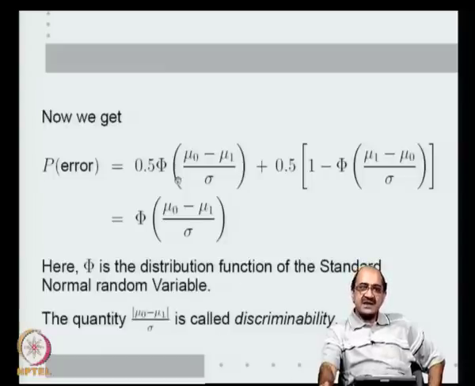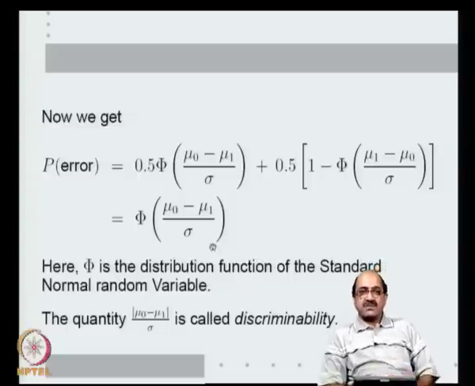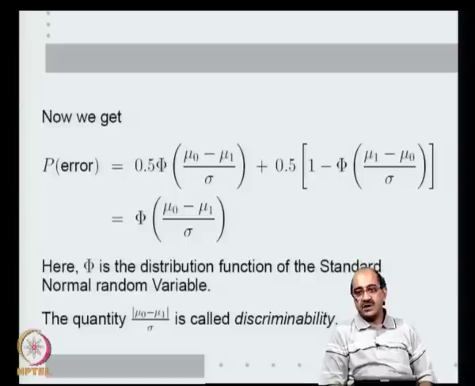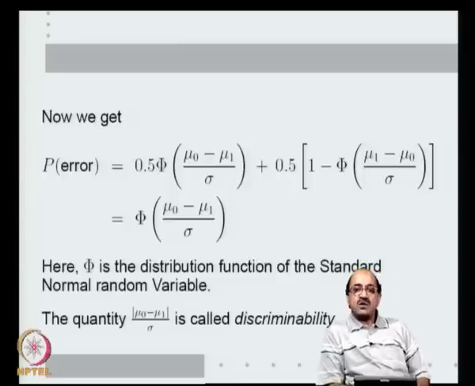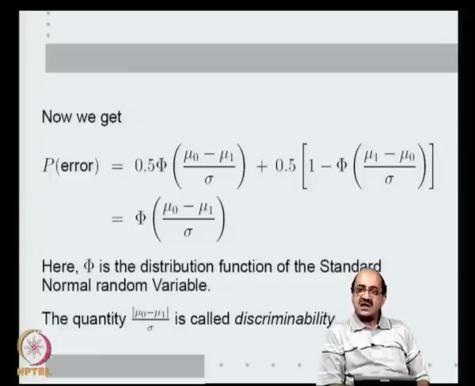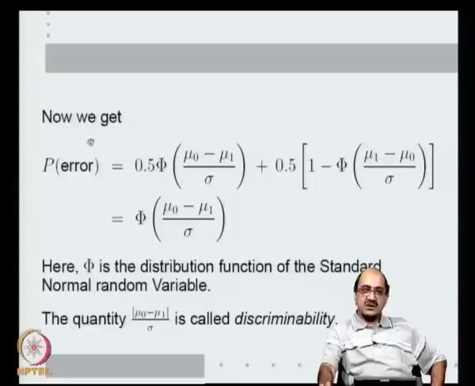So, essentially the Bayes error depends on mu 0 minus mu 1 by sigma. As you would expect, when sigma is the same, I am just putting the point midway. So, how much error I make depends on how much the means are separated. If the means are separated by a large amount, then I will make less error. If the means are separated by a small amount, I will make more error. And small and large are relative to the variance of the distribution. So, that is what this expression denotes.